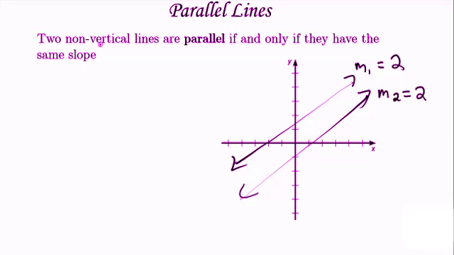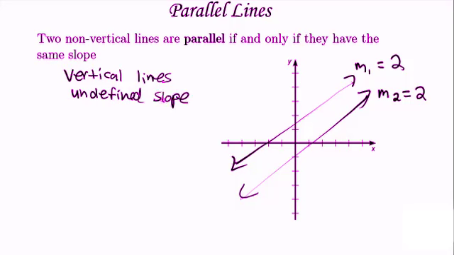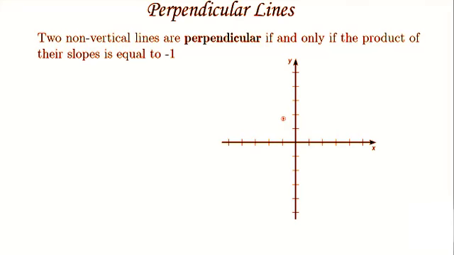Notice that it says two non-vertical lines. The reason for this is you may recall that vertical lines have a slope that is undefined. Therefore, it wouldn't make sense to say that two vertical lines have the same slope because their slope is undefined. Now, are two vertical lines parallel? Yes. However, they're not covered under this description here. They're handled as a separate case. So, talking about non-vertical lines, they're parallel if and only if they have the same slope.